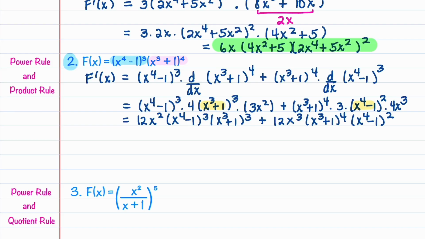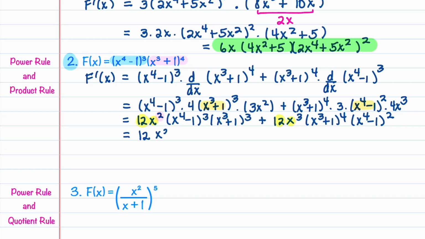Now let's see what both terms have in common. They both have a 12, so we can pull the 12 out. And then they both have an x term, and we can only pull out the lowest x term, so that's going to be x squared.